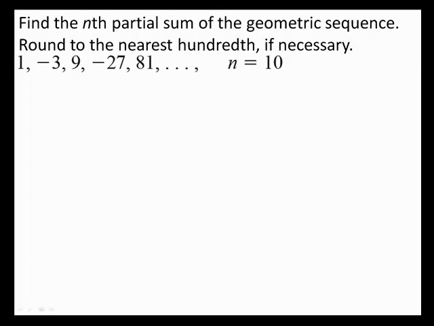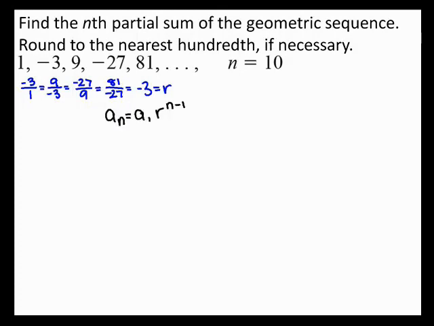Find the nth partial sum of the geometric sequence. Round to the nearest hundredth if necessary. 1, negative 3, 9, negative 27, 81. N is equal to 10. To find the ratio, divide negative 3 by 1, 9 by negative 3, negative 27 by 9, and 81 by negative 27. Simplify the fractions. You find that r is equal to negative 3.